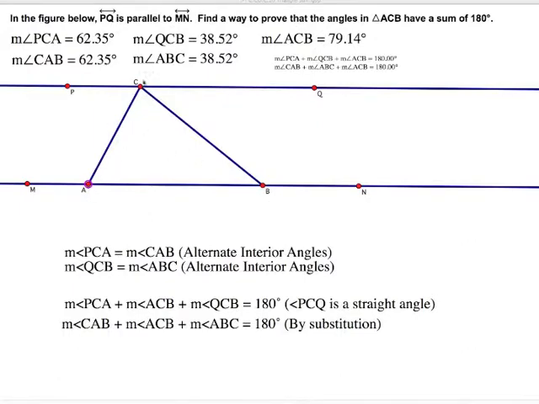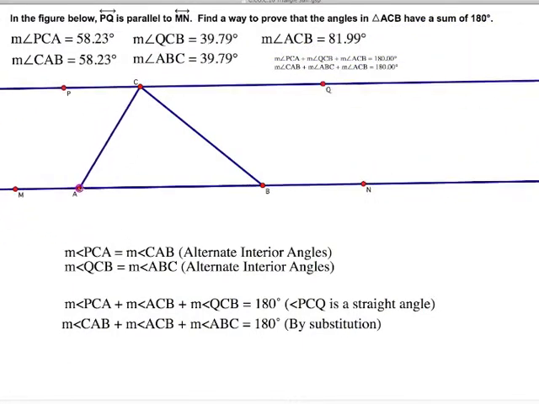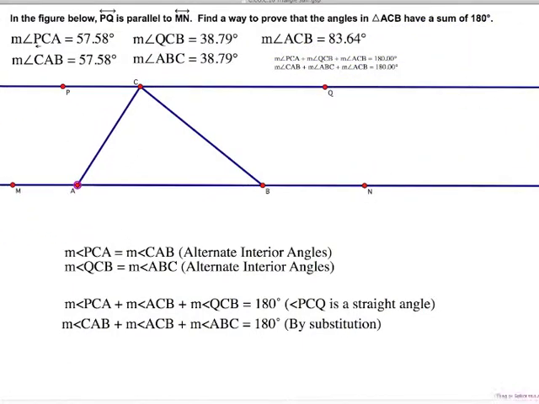So what I've done here is I've drawn a triangle. And I've extended the bottom line segment of my triangle to be a line. And I've made a line that is parallel to that bottom that goes through the top of my triangle, C. And you can see that as I move these lines, they will continue to be parallel. Now, I found the measure of angle PCA, this angle right here. I found the measure of angle QCB, this angle here. And I found the measure of ACB, right here.